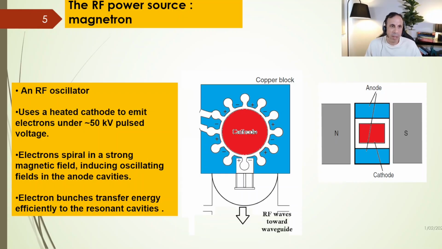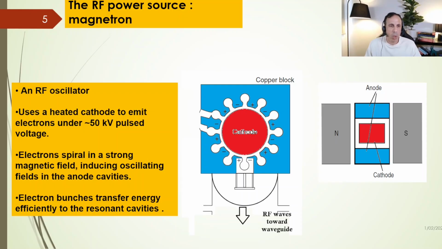So the thing is that radio frequency waves are produced from electrons. In the magnetron also we have electrons, and these electrons are the source of radio frequency waves. Inside the magnetron, a heated cylindrical cathode emits electrons when negative high voltage pulses are applied, normally around 50 kilovolts and lasting up to a few milliseconds. It means the duration of the electric pulses is around milliseconds.